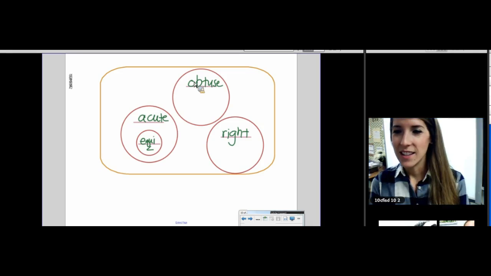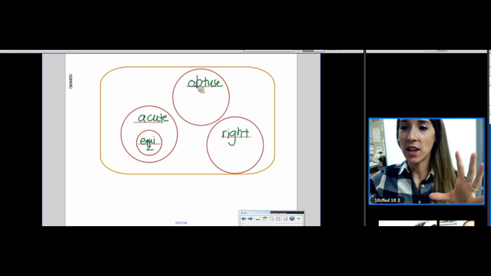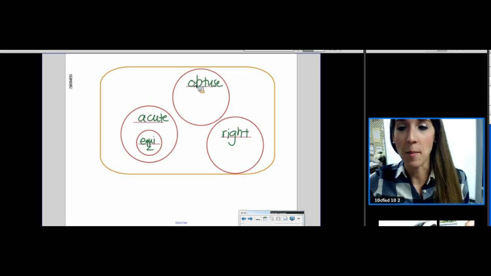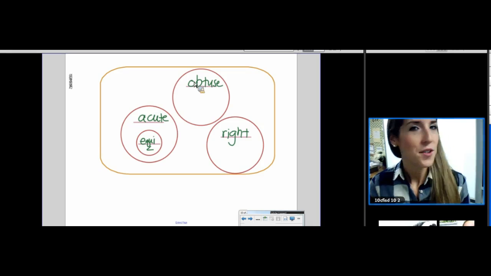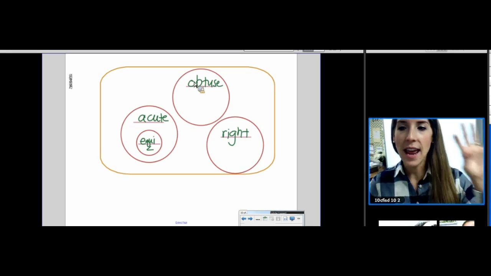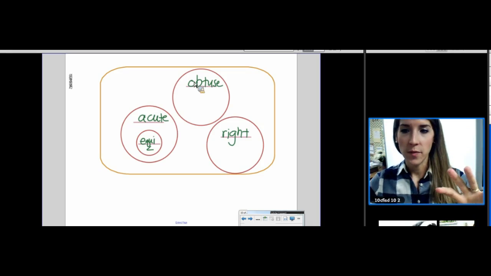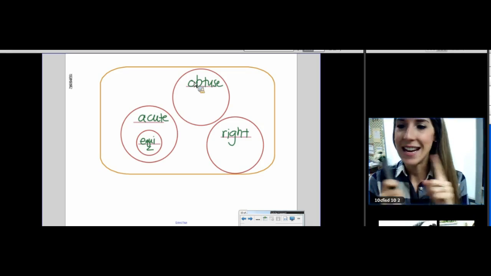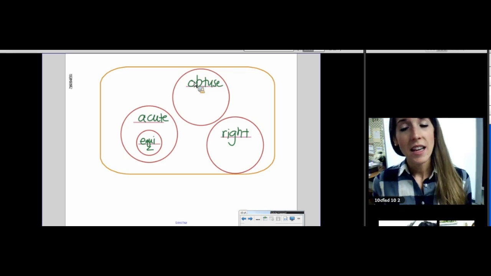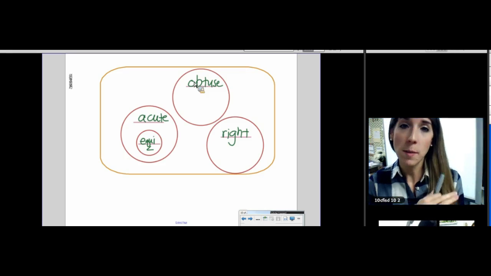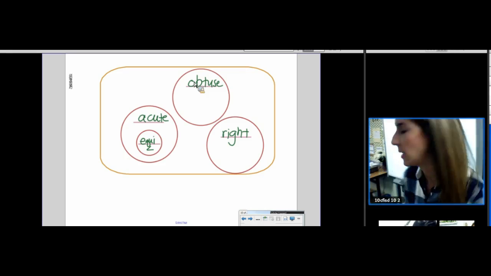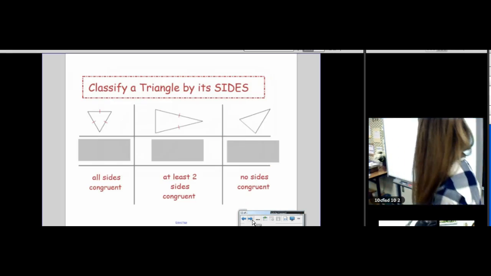Now, could a triangle be obtuse and acute at the same time? Do those circles overlap? No, they don't overlap. So it's saying that those are their own circles. If a triangle is acute, then it is not right. But if a triangle is acute, it could be equiangular. Hope that makes sense.